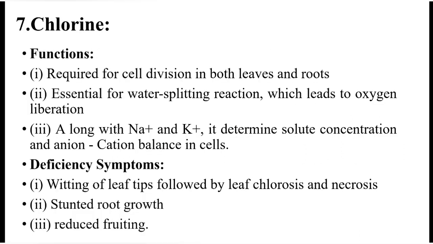Then chlorine. It is required for cell division in both leaves and roots, and essential for the water splitting reaction or photolysis. Along with sodium and potassium, it determines solute concentration and anion cation balance in the cell. Deficiency symptoms include wilting of leaf tip followed by leaf chlorosis and necrosis, stunted root growth and reduced fruiting.